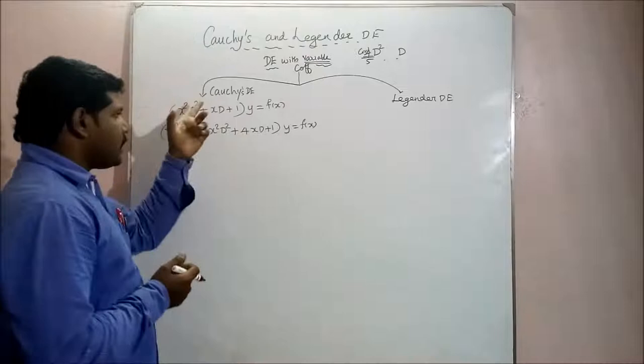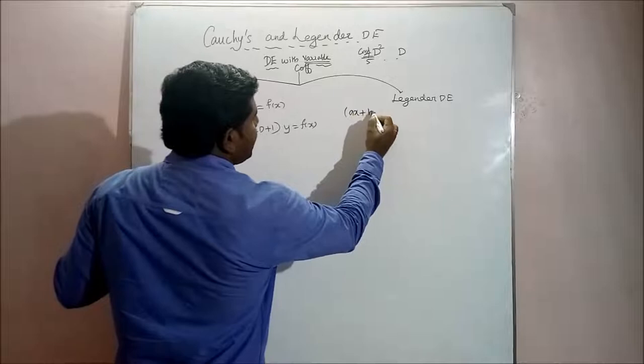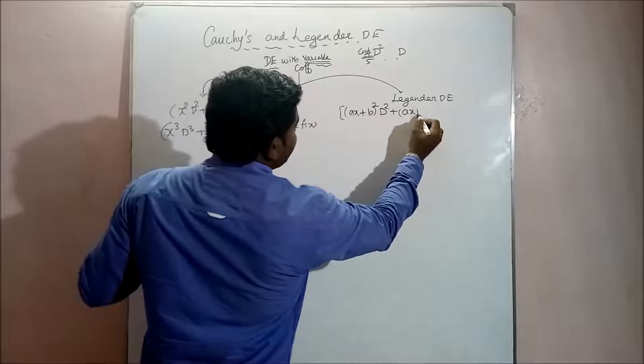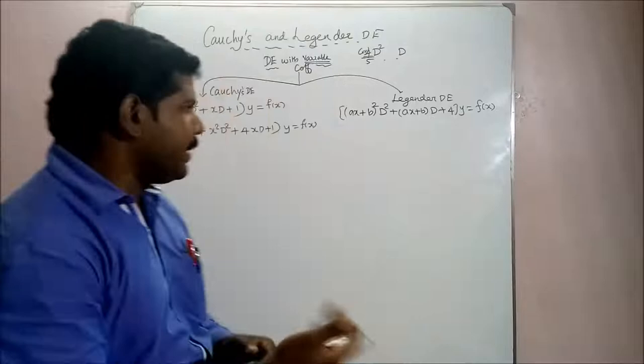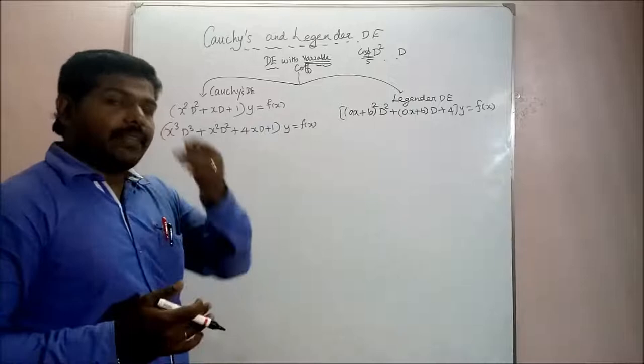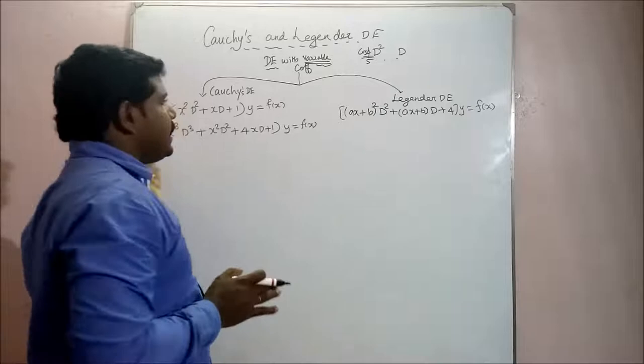Now Legendre: for example, ax plus b, the whole square, into d square plus ax plus b into d plus 4 into y is equal to f of x. Similarly, ax plus b, the whole cube, into d cube, if it is like that, we can say that the equation is a Legendre differential equation. So a differential equation with variable coefficients can be split into two categories. One is Cauchy's, another one is Legendre.